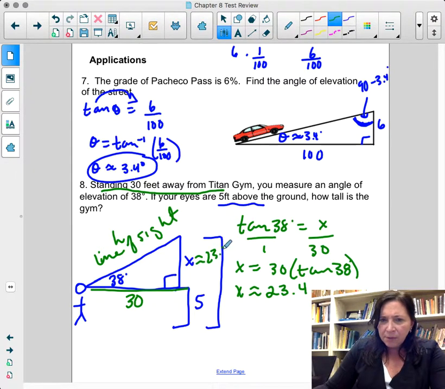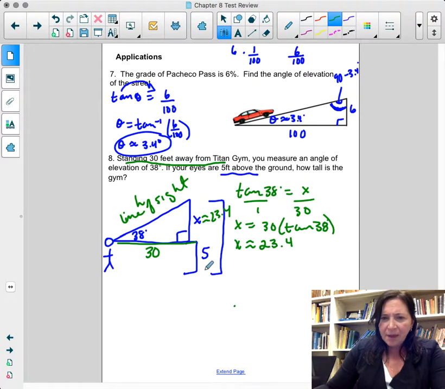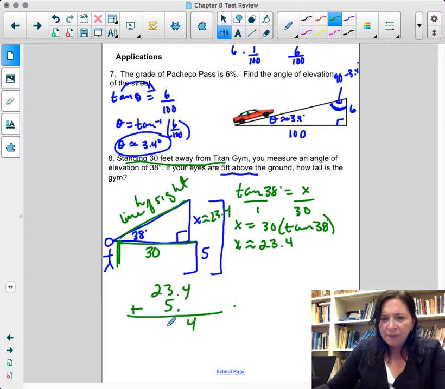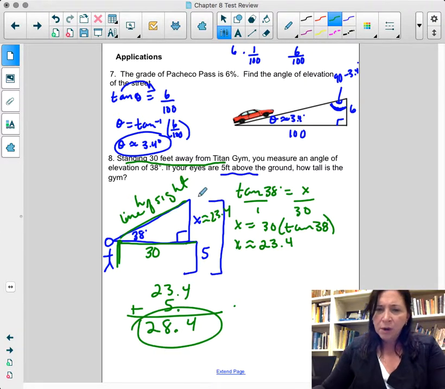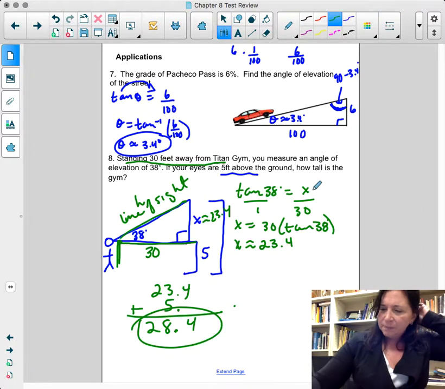Now, remember what the question was. The question said, how high is the gym? Well, this right here is just based on your eyesight looking up, but you're up higher. So you are going to need to go 23.4 plus 5. Remember, line up your decimals. So we've got 28.4 feet up. All right, cool.